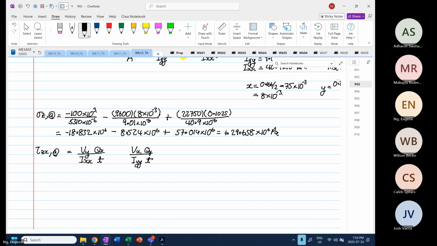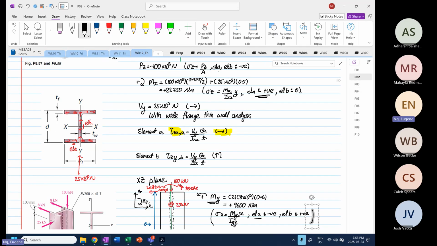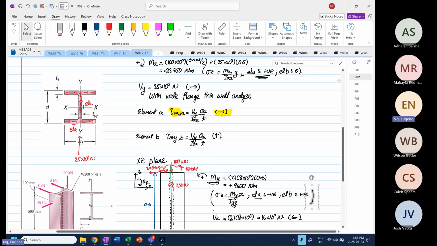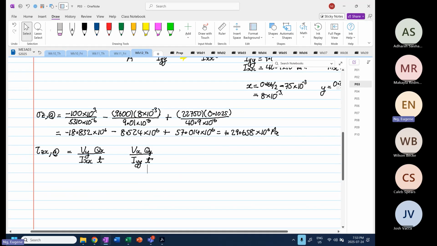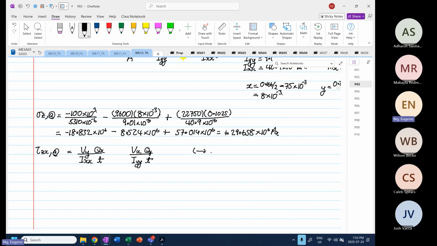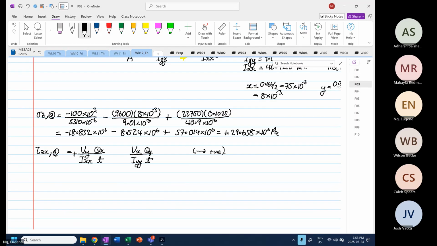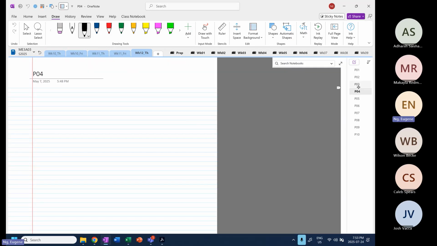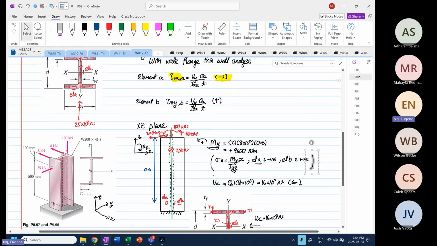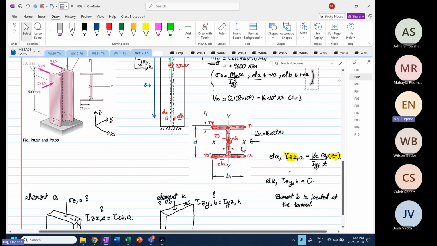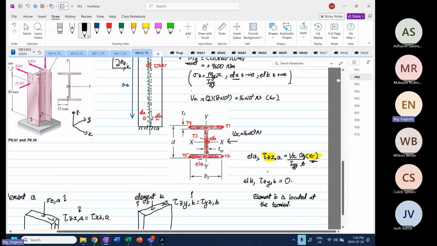So from here, look over here. I'm going to declare that the shear flow going towards the right-hand side is going to be positive. So if we look at Vy, it's going to be positive. And if you look at Vx, down here, due to Vx, it's going towards the left, so I'm going to call this negative.